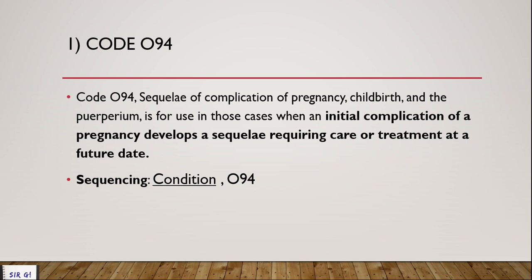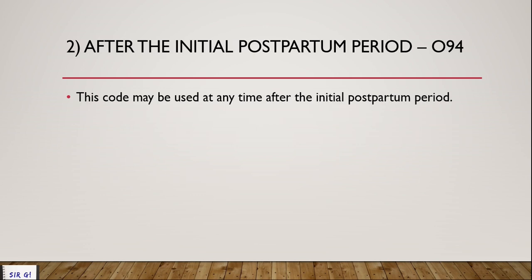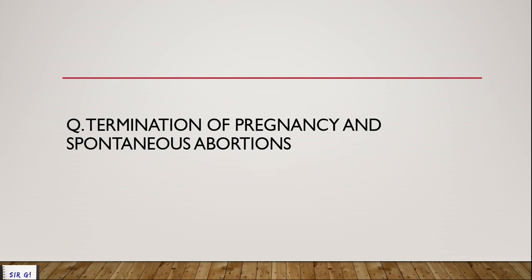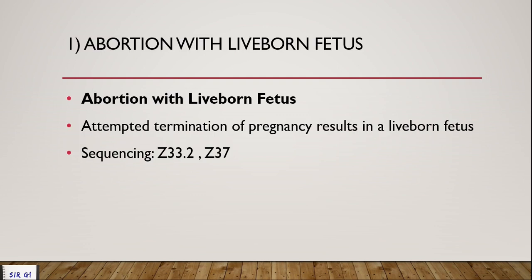Sequencing should be the condition first, followed by the sequela. Now, this breaks the guideline that O codes should be first listed, because remember your guideline for sequela, you need to code the condition first, followed by your O94. After the initial and postpartum period, you can now use your O94. Sequencing of O94, this code like sequela is to be sequenced followed by the code describing the sequela of the complication. Termination of pregnancy and spontaneous abortion.